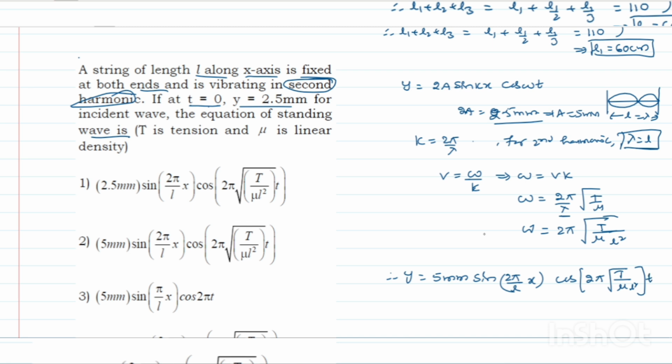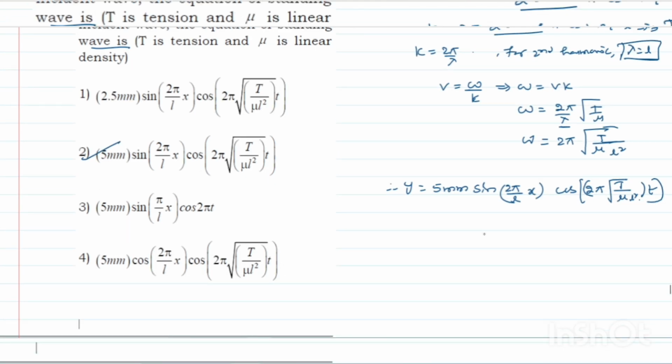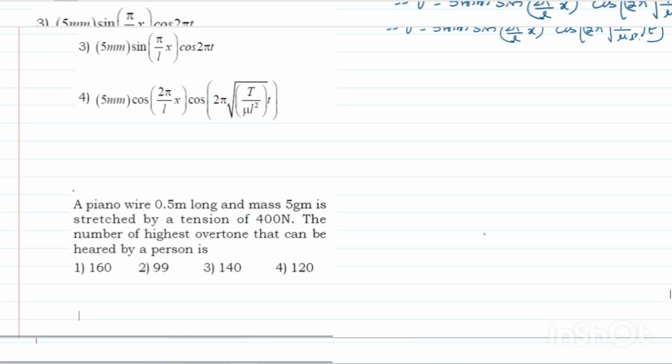So here cos 2 pi into square root of this, cos 2 pi into t you can take. So this will be the correct answer. Sorry, the second one is the correct answer. Let us see the next question, students.